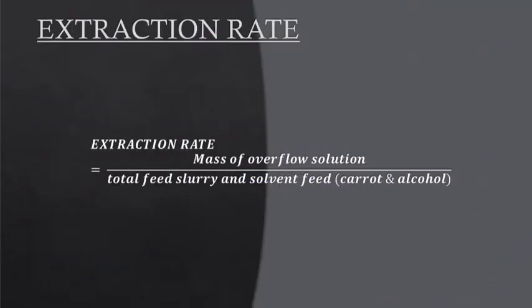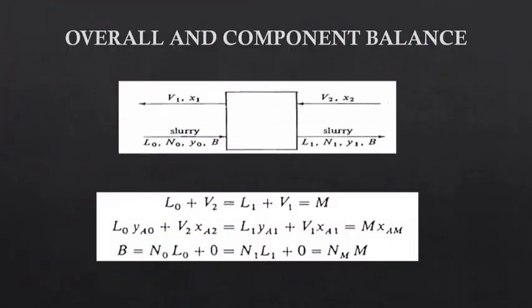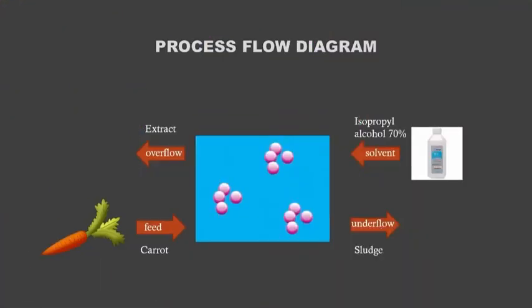Next, the formula for extraction rate is equal to the mass of overflow solution over the total feed slurry and solvent feed, which is carrot and alcohol. So this is the overall and component balance formula. So this is our process flow diagram where carrot is being put as feed and isopropyl alcohol 70% as solvent.